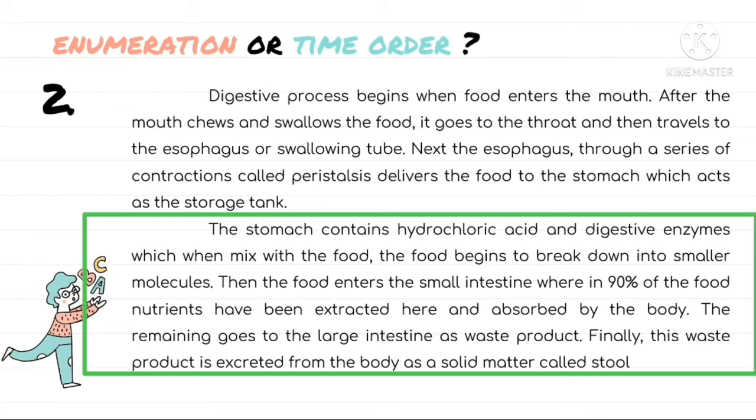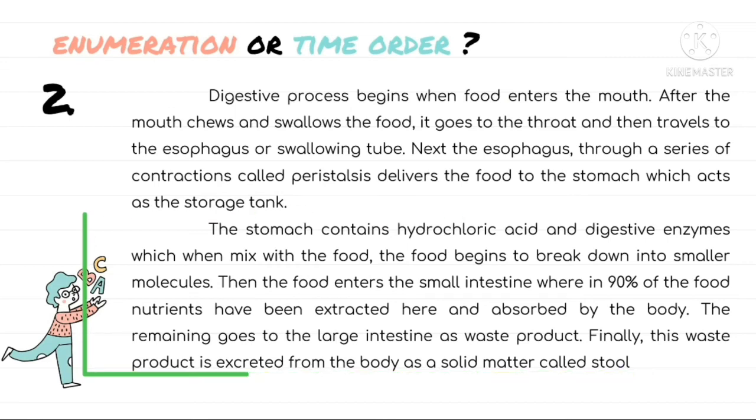Then the food enters the small intestine, wherein 90% of the food nutrients have been extracted here and absorbed by the body. The remaining goes to the large intestine as waste product. Finally, this waste product is excreted from the body as a solid matter called stool.